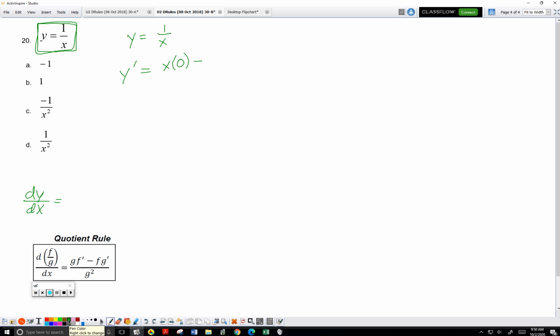So I've got g multiplied by f prime. Now I just need f, which is 1. And I'm supposed to multiply by g prime, which means the derivative of the bottom. Just do it in your head. What's the derivative of the bottom? The bottom's x. What's the derivative of the bottom?